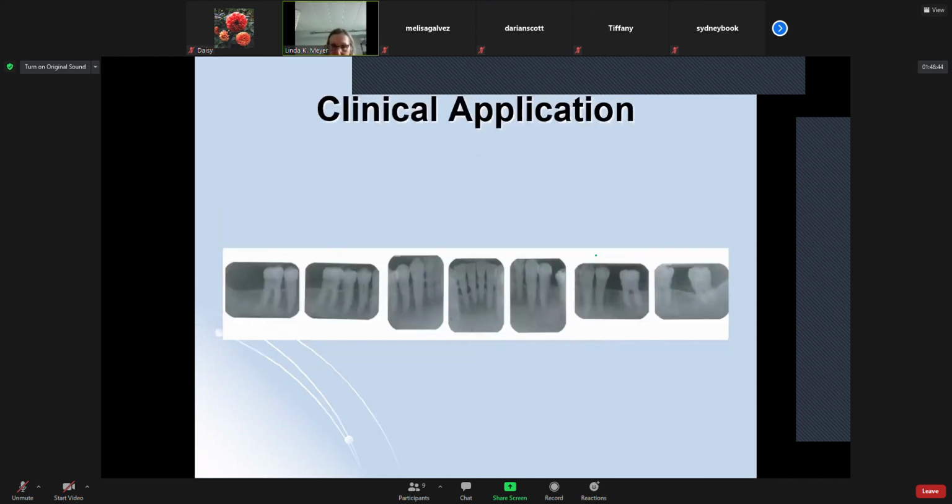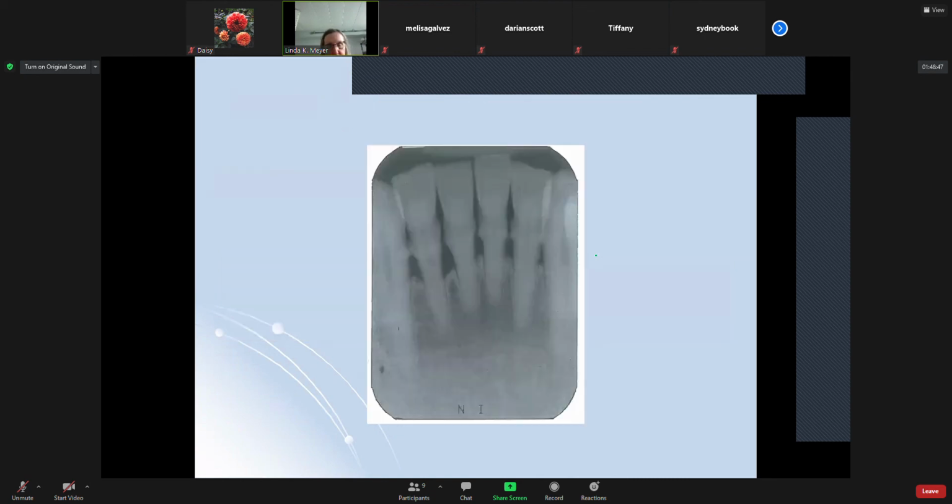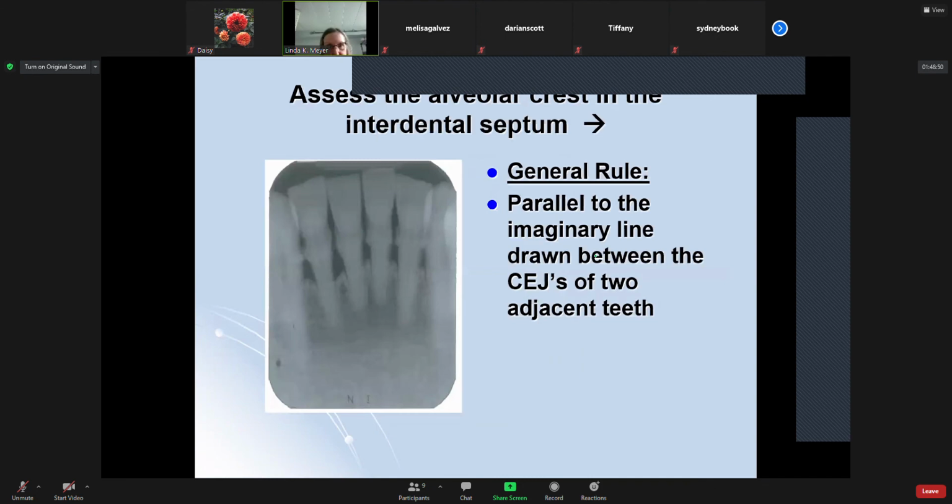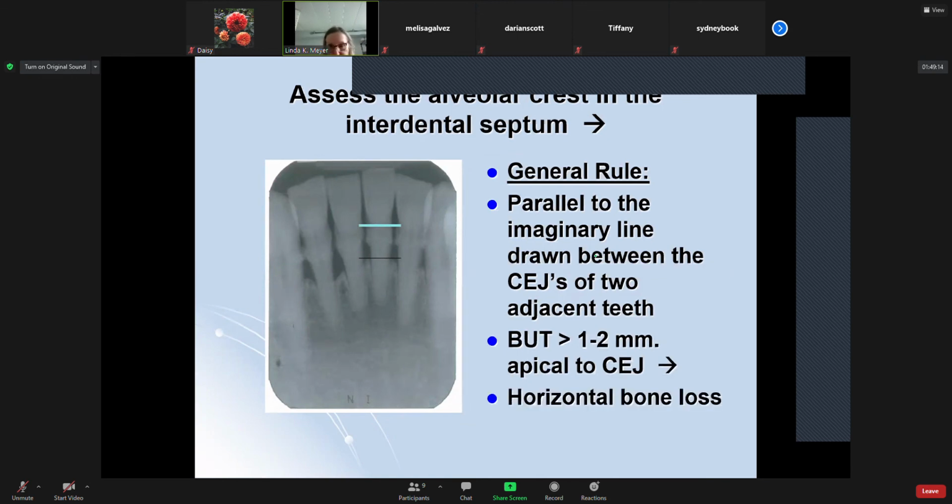If we look at this patient with some major radiographic bone loss, I think you can see, again, there's the alveolar crest, look where the CEJ is. That's more than 1 to 2 millimeters apical. It's still pretty parallel. The crest is parallel to the CEJ, but it's beyond 1 to 2 millimeters. And you're going to learn how to assess that there's been some horizontal bone loss. And then you're going to learn about vertical bone loss. Like here's a slanted crest. That's not parallel to the CEJ there.